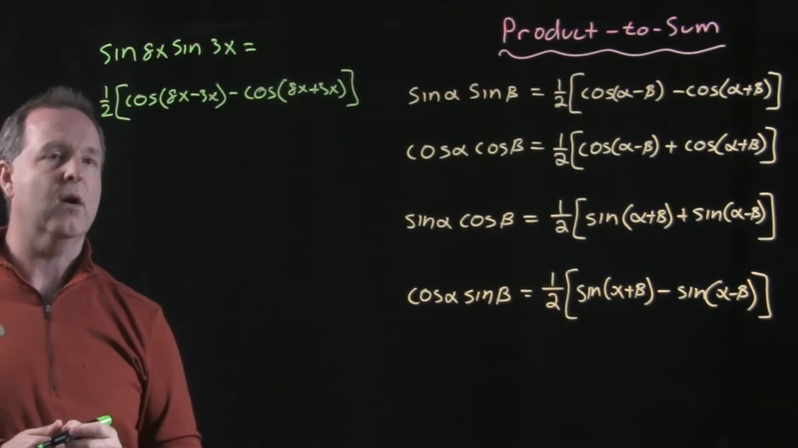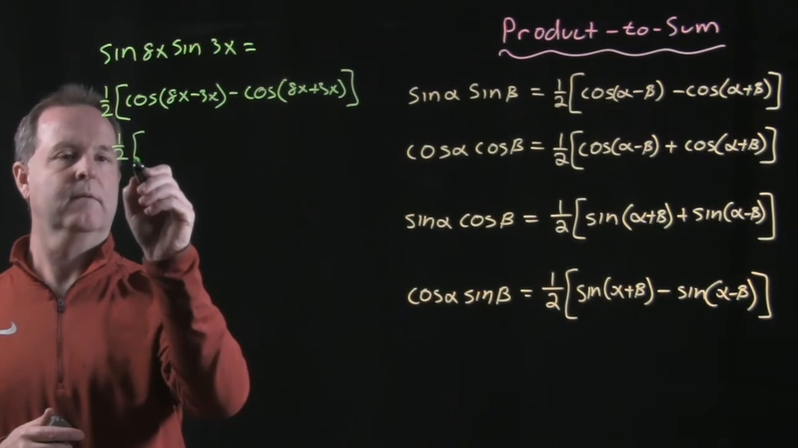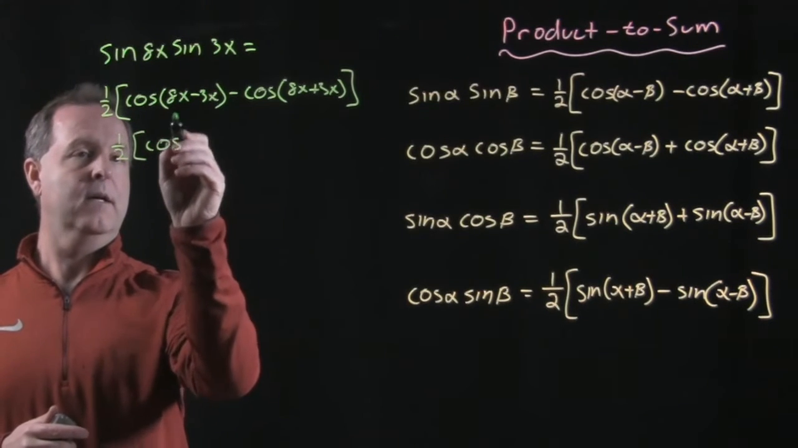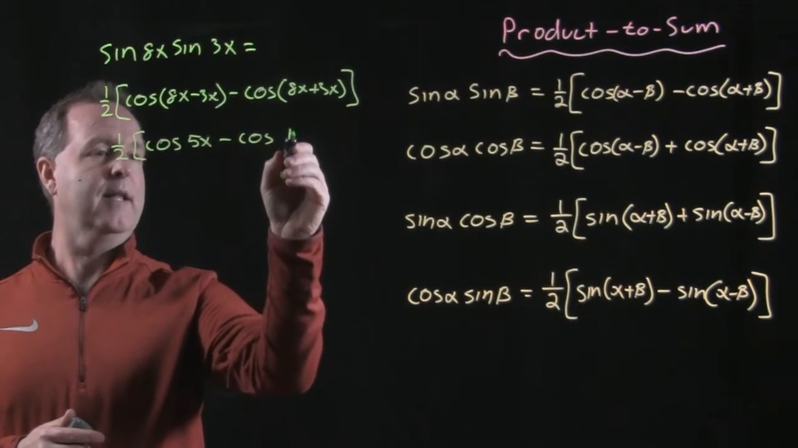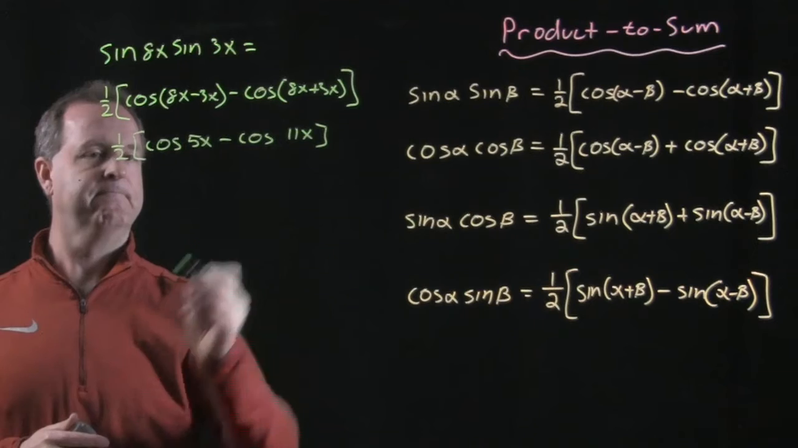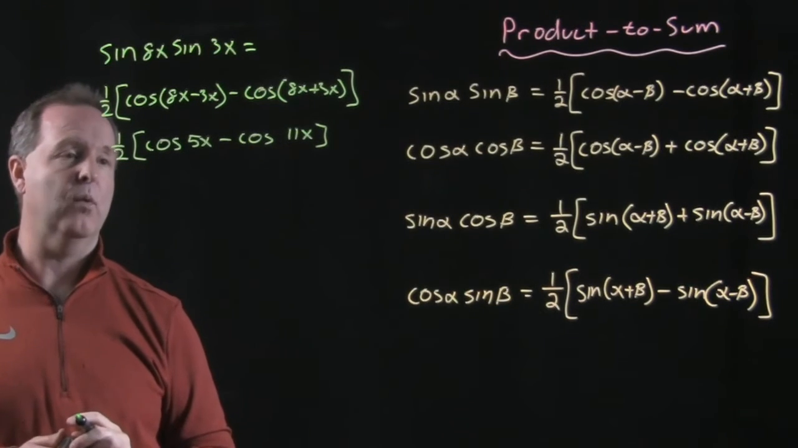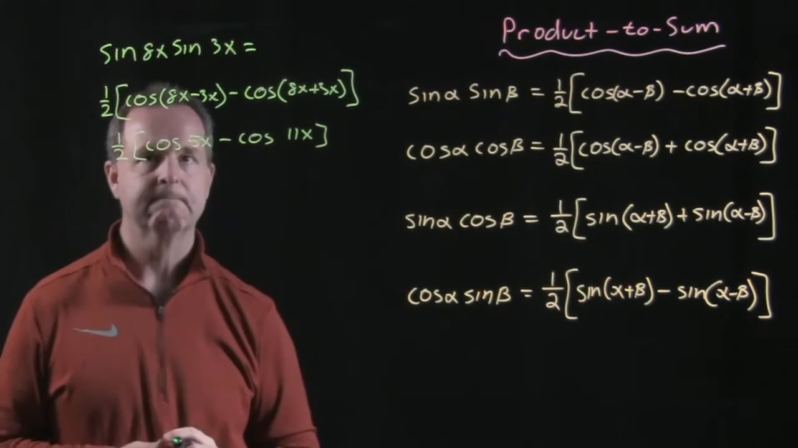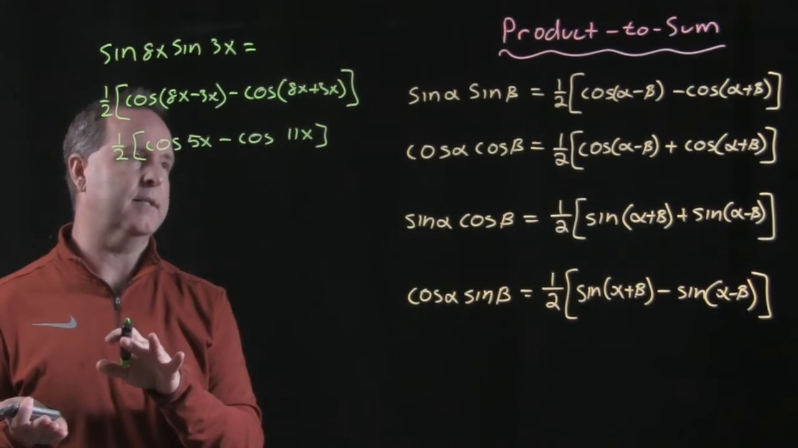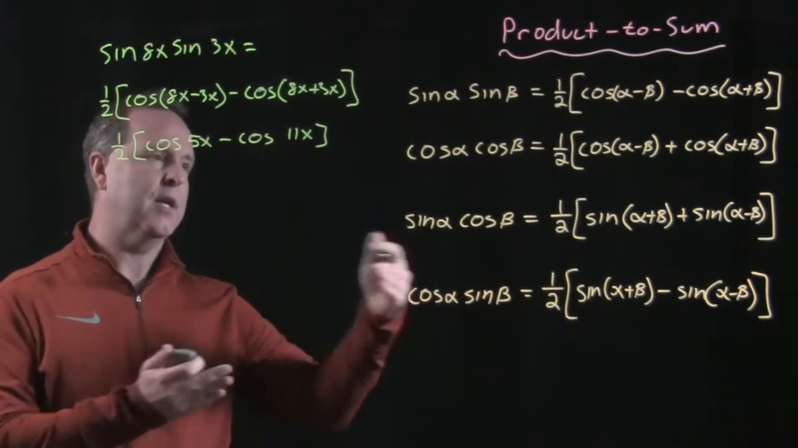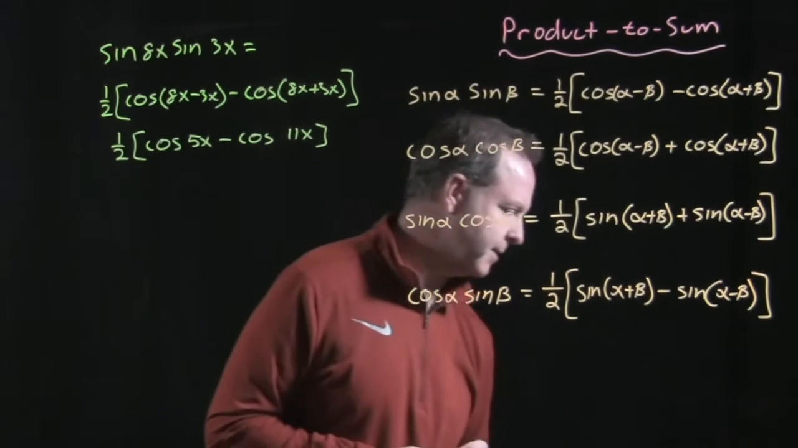And then from there, we can go ahead and it looks like we can collect a little bit of terms. So I'll have a 1/2 times the cosine of 5x minus the cosine of 11x. And then if you want, you can go ahead and multiply that 1/2 all the way through. So again, just showing an example of how we can look at a product of sines, and in this particular case, move them into a sum of trigonometric functions.